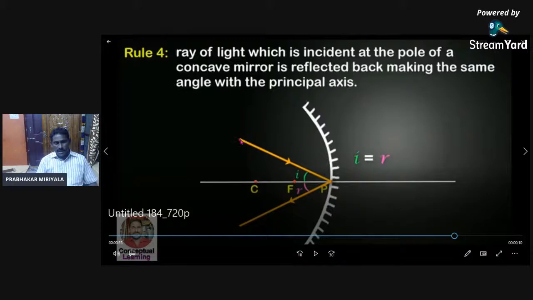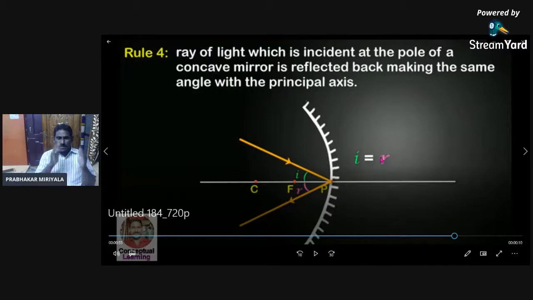Now if the light is incident on the pole of the mirror making an angle I with the normal, then angle of incidence is equal to angle of reflection. Hence it will be reflected back with the same angle. So here angle of incidence is equal to angle of reflection.